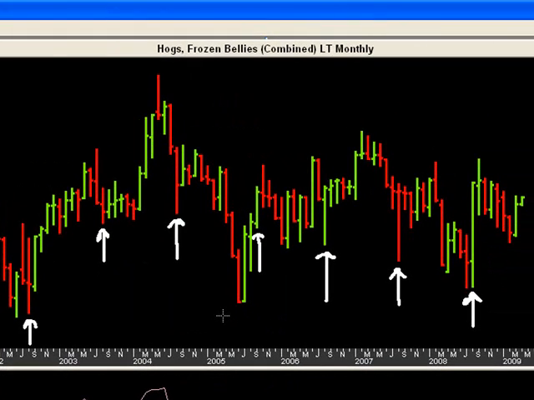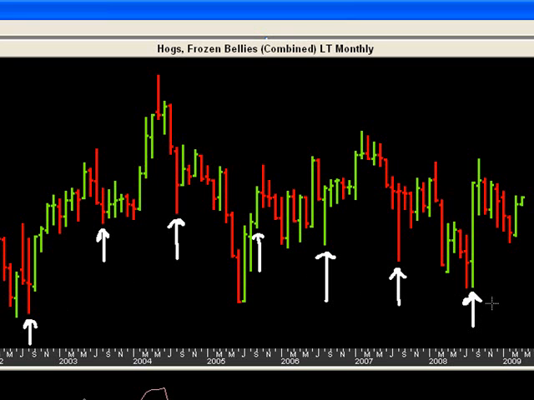Here's a monthly chart of the pork bellies. I drew arrows in the last 7 years, going back from 2008 all the way back to 2002. Each one of these arrows, I'm actually pointing to, this is a monthly chart. Each one of these bars represents a month's worth of trading data. So I'm pointing to the month of August here in 2008, 2007, and so on.